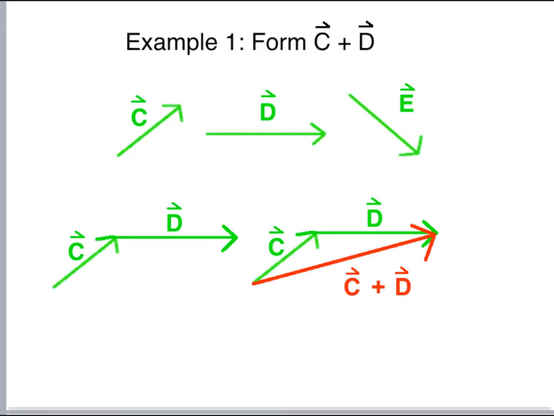Now, one thing that I want to caution you: you have to draw the arrowhead on your sum. If you just drew this red line without the arrowhead, I wouldn't know which way the direction of the sum vector was pointing. In other words, which way does the vector C plus D point? You have to draw the arrowhead in order to specify that. And if you don't do that on a test or a quiz, I'm not going to give you full credit. So make sure you keep that in mind.